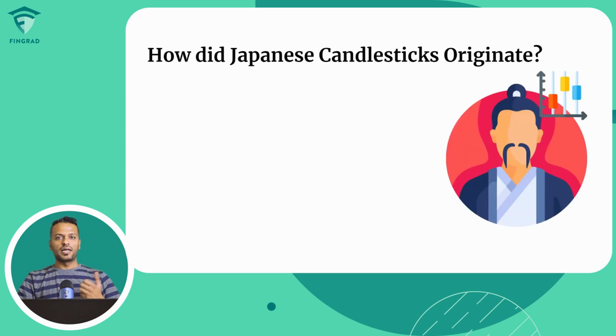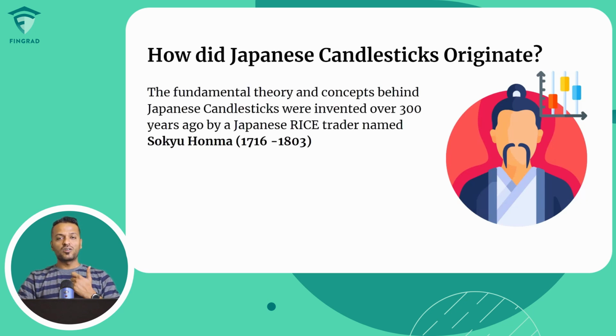Now, how did the concept of candlesticks originate? If you look at the picture on the right hand side, you can guess it right. Yes, it has to be a Japanese invention, because the mustache which is twirling down is associated with Japanese men, and even candlesticks are actually known as Japanese candlesticks. The fundamental theory and concept of Japanese candlesticks was invented almost 300 years ago by a rice trader called Munehisa Homma. He was born in 1716 and passed away in 1803.